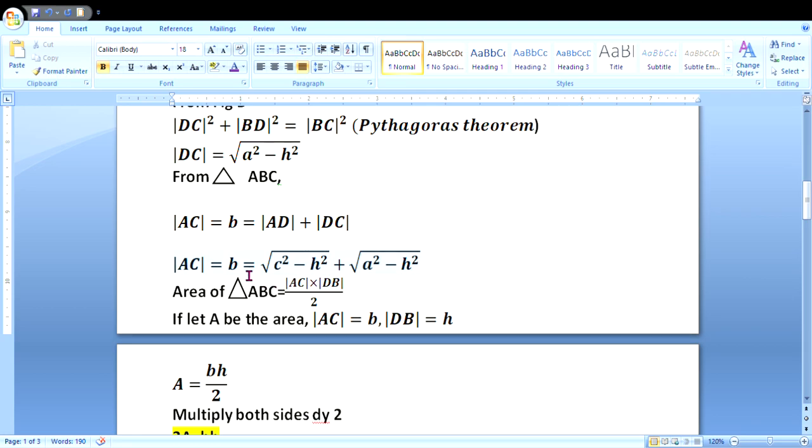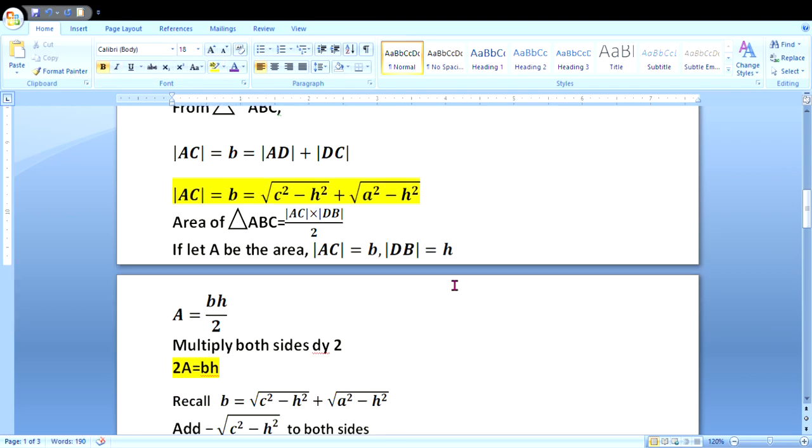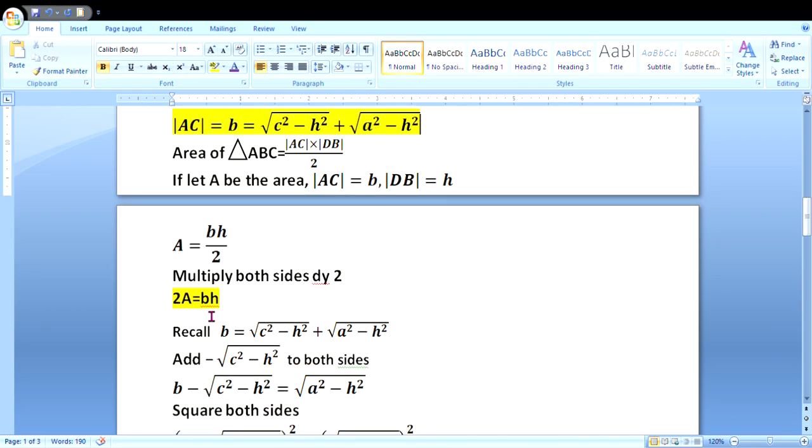That is b. So we're going to make use of this expression here. We have known that the area of the triangle ABC is the base times its height divided by 2. So we can also make the base times height the subject of the formula, so that the base times height is equal to 2 times the area, as it is shown here.